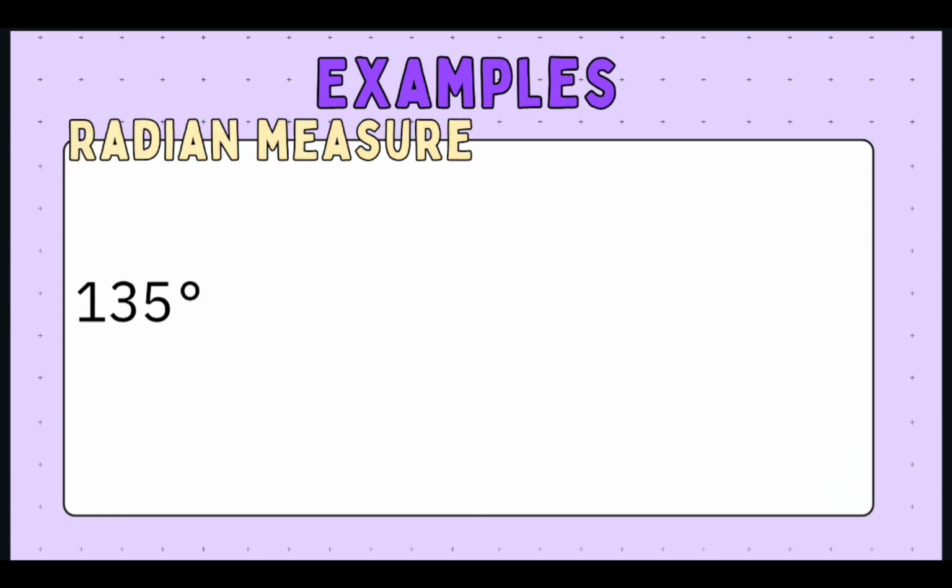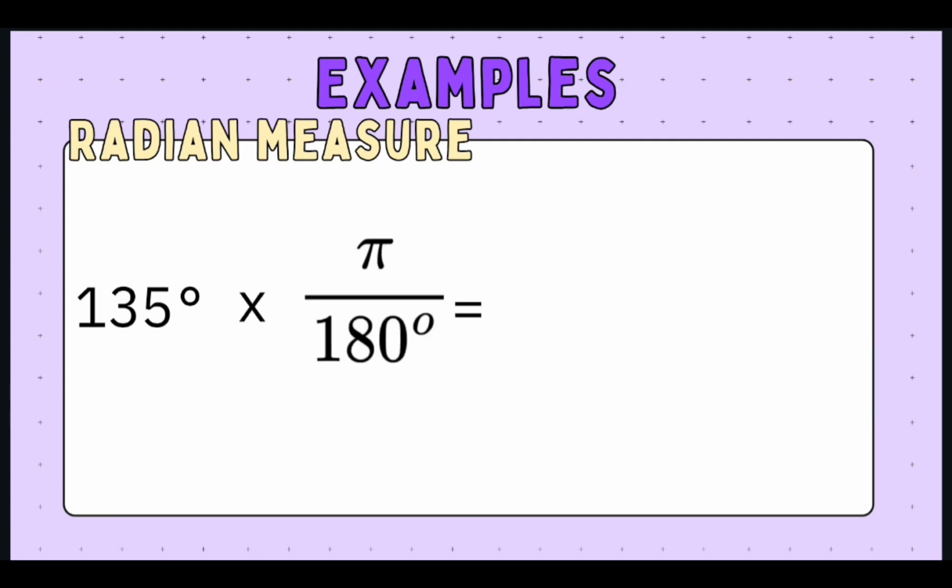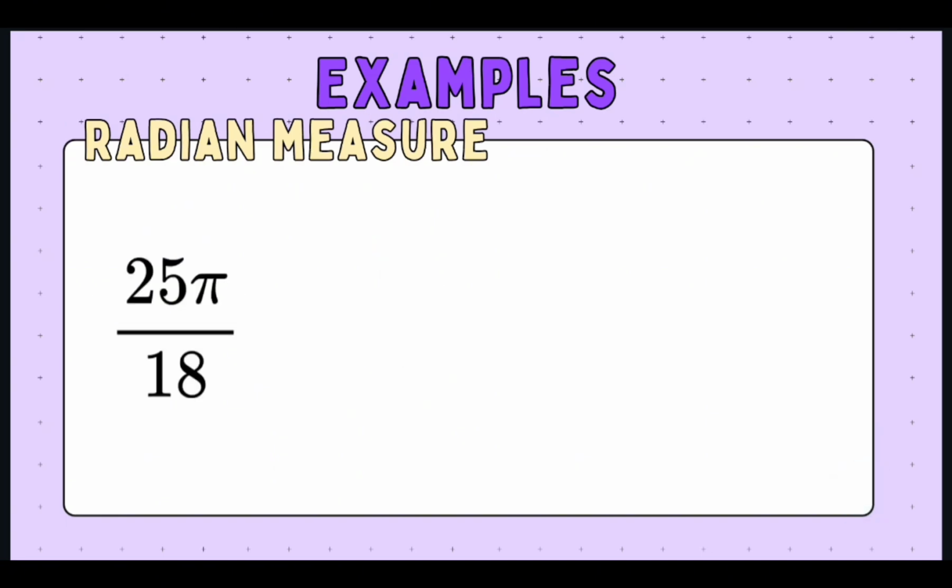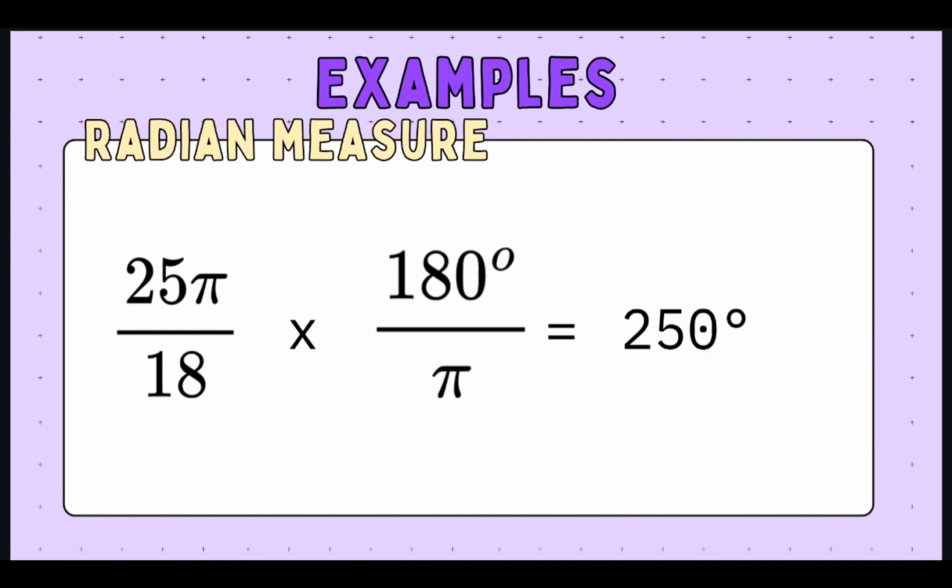Now that we're done with degree measure, let's do radian measure. We're going to turn this degree into radians. To do that, we multiply it by pi over 180, which equals 3 pi over 4. Pretty easy. Next, also easy. We're going to make this radian into degrees. We multiply 25 pi over 18 by 180 degrees over pi, which equals 250 degrees.